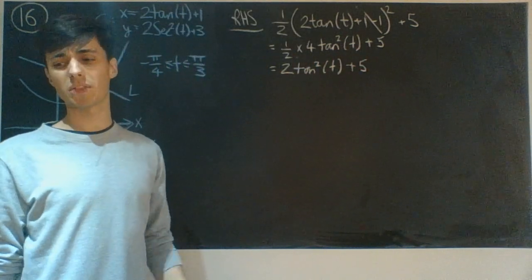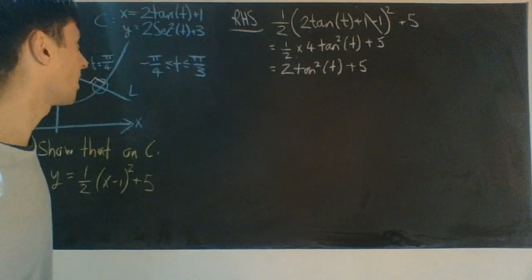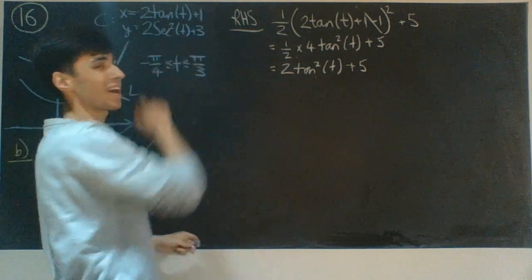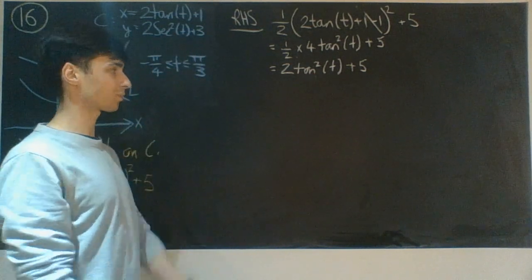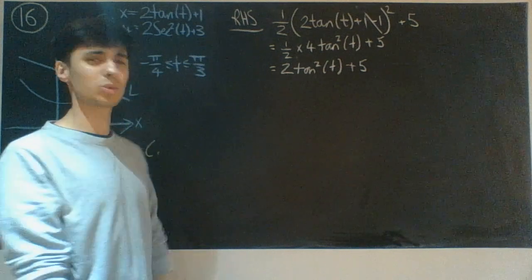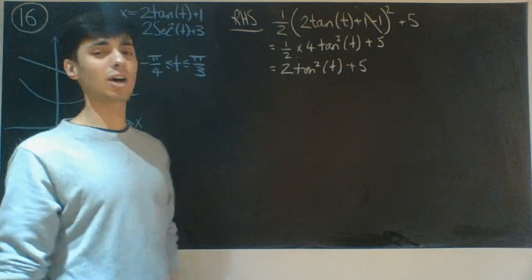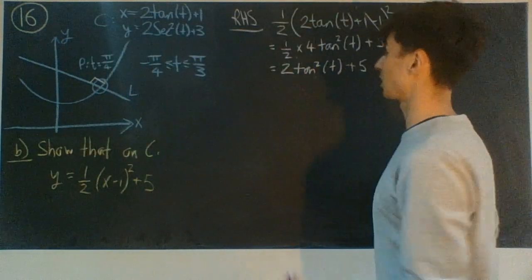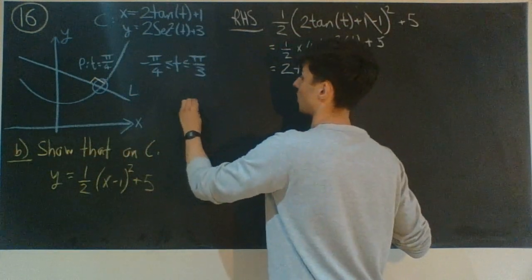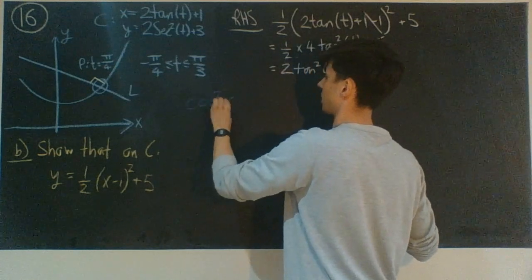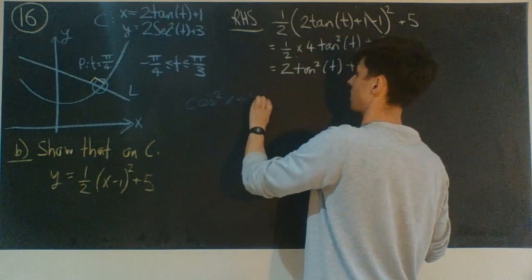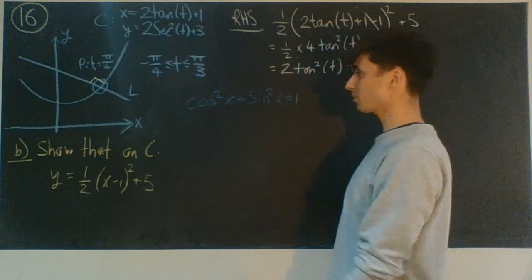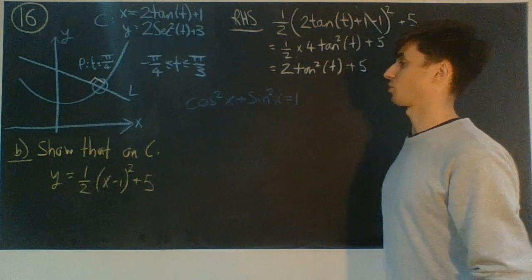Well, we'd like to show that that's equal to our y that we have here. And to do that, we need to change our tan squared into a sec squared. This is one that I always struggle to remember the identity for, but luckily we can just derive it ourselves. So if we start from one that we definitely know, which is cos squared x plus sine squared x equals 1. And then we need to divide through by something.